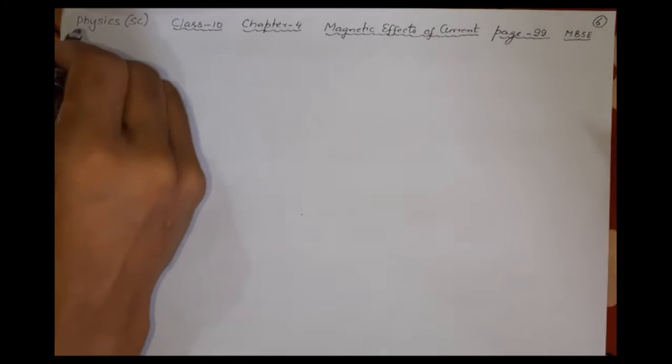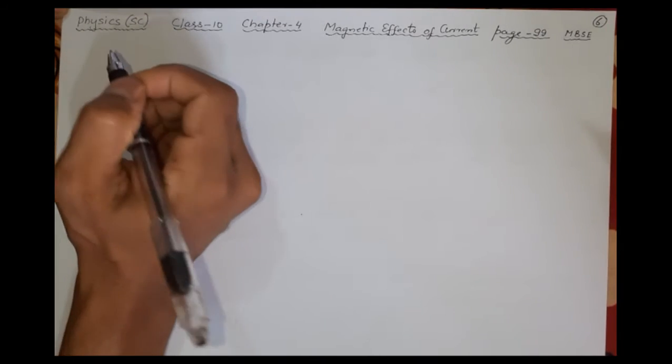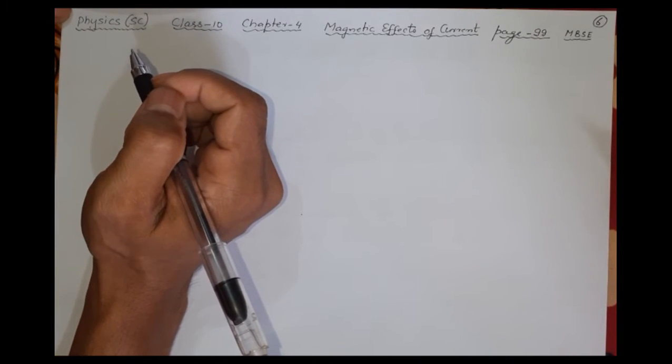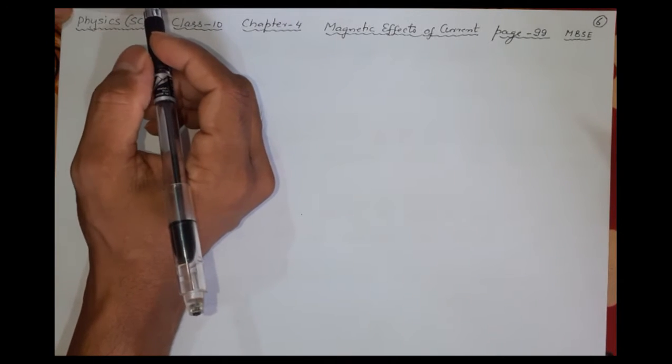Today, this is the sixth lecture of chapter number 4 of class 10 physics. Page number will be 99 in your MBSc textbook. The topic is magnetic effects of electric current. This is the real topic in this chapter that we are going to do.